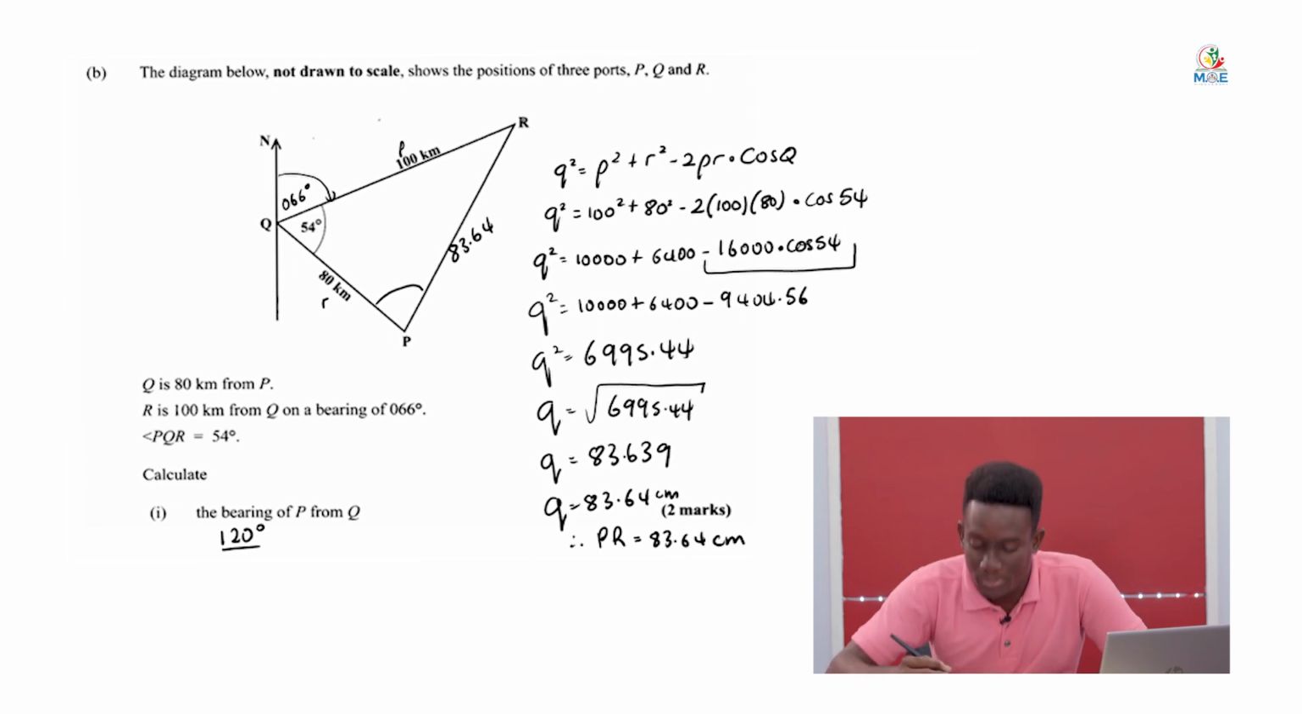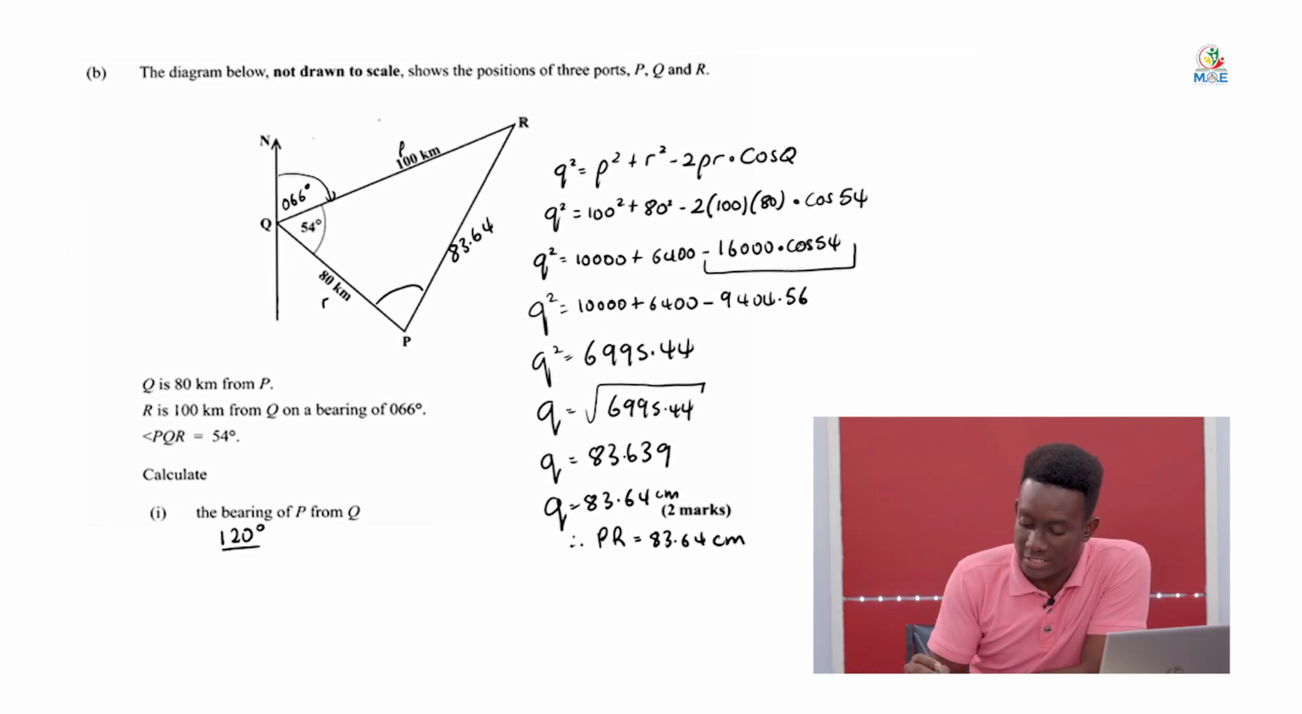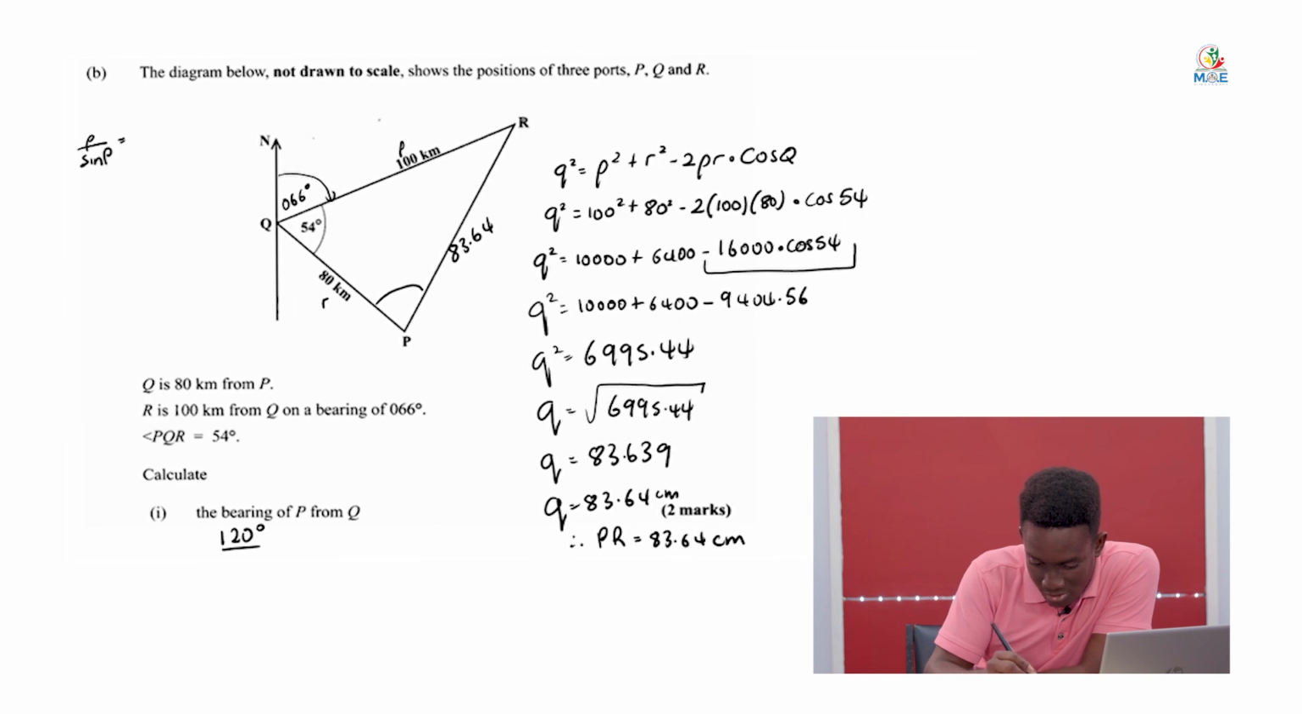So we want to find angle P. So we have a triangle. We have this angle and we have the side corresponding to that angle. We have this side and we want to find the angle corresponding to that side. So we can use the sine rule. So we can say p over sine P is equal to, and we have q and angle Q, so we can say q over sine Q.